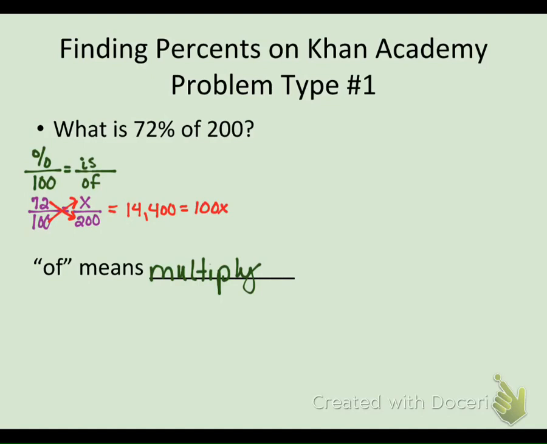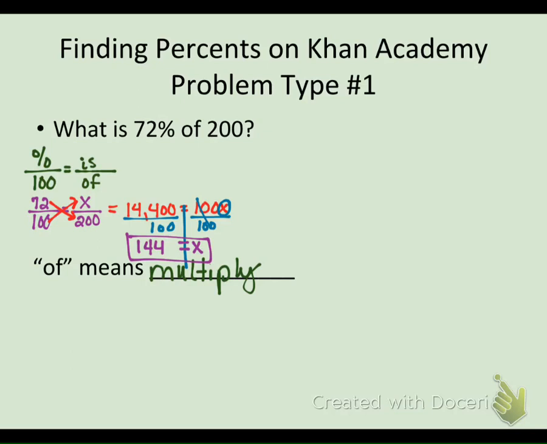Now we have something that you should be familiar with, a one-step equation. So I'm going to draw my line and circle my variable. My goal is to get this variable x by itself. How do I get that x by itself? You divide it by 100. Whatever I do to one side, I do to the other side. So x is going to equal 14,400 divided by 100, which is 144. Then box it. That's your answer. So that's basically saying that 72% of 200 is going to equal 144.